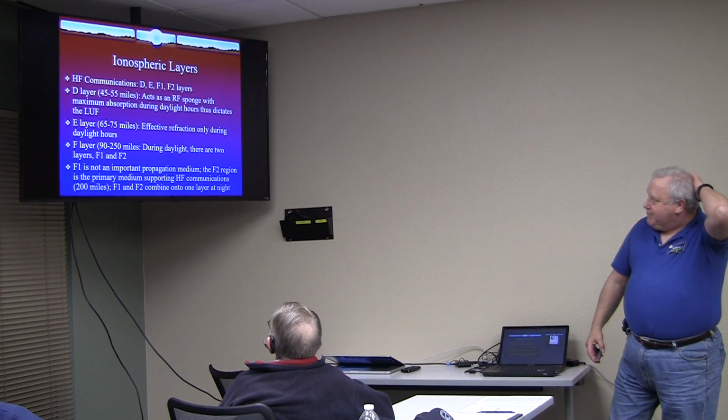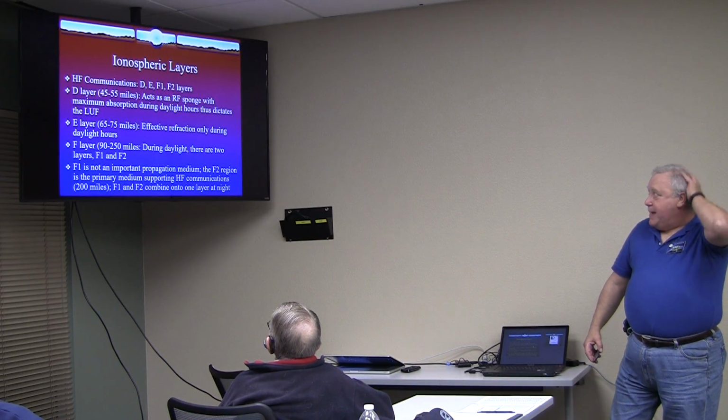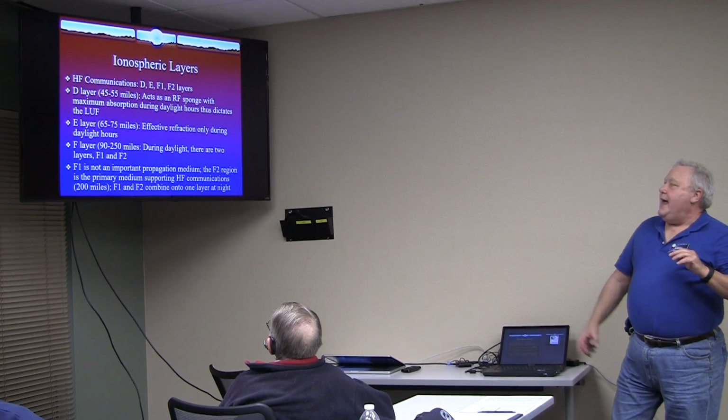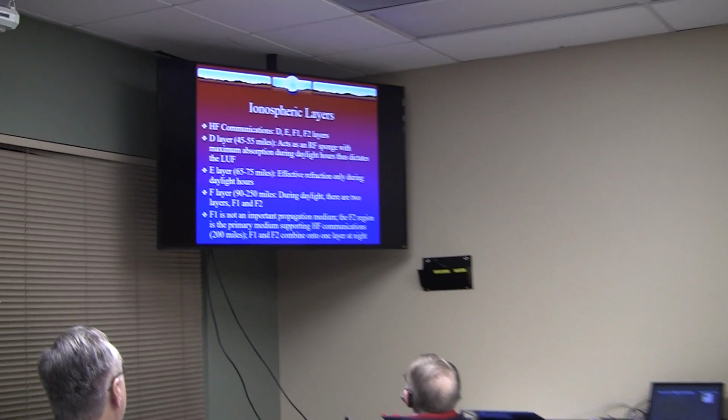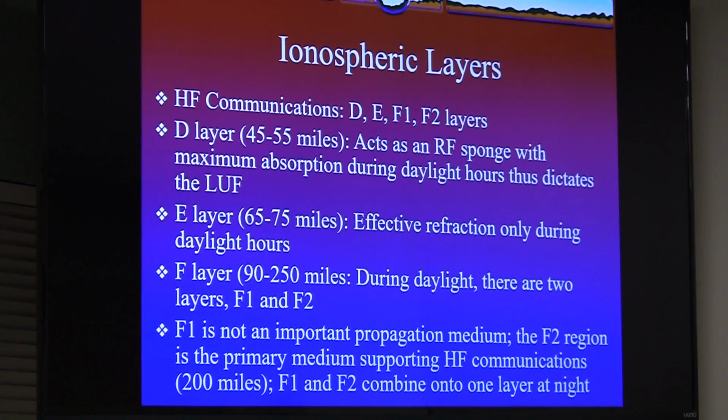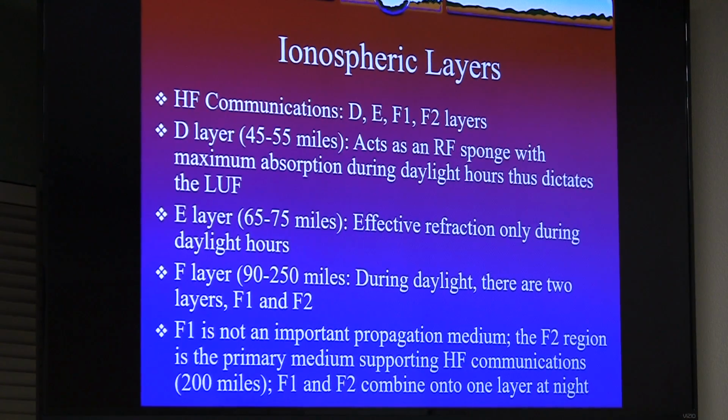So here are the layers. And basically the ones we care about are D, E, F1, F2. And the lowest is obviously the D layer. It's about 50 miles up. And it acts like an RF sponge. It just sucks in your RF. So during daylight hours, it basically dictates the LUF, which is the lowest usable frequency, as opposed to the MUF, which is the maximum usable frequency.